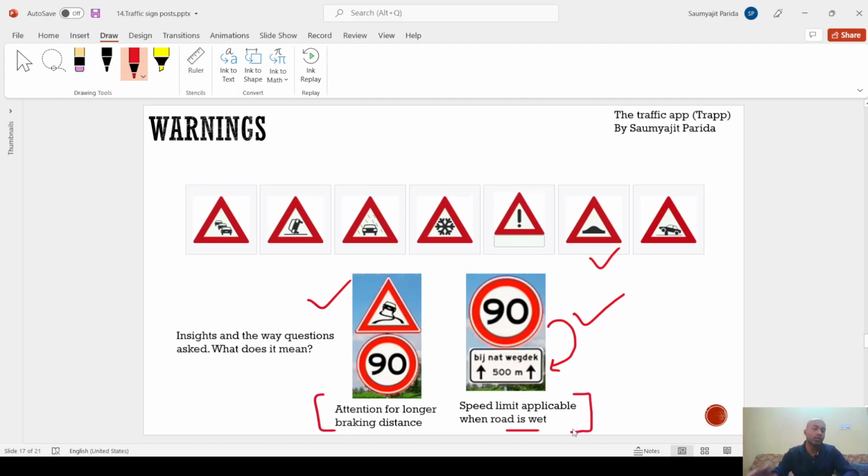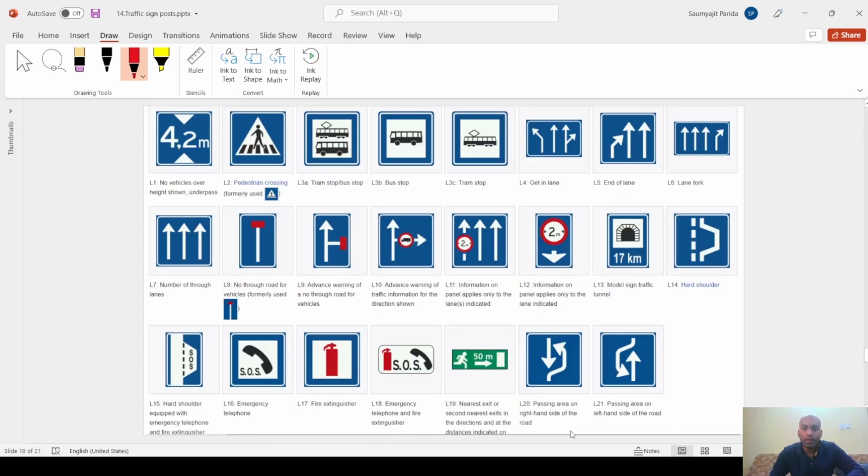So this was one of the insightful questions that I encountered, and I have presented it to you so that you know about this. Okay, so these are some additional information here. No vehicle over 5.2 meters is allowed to go. Maximum height is this. Pedestrian crossing, tram stop.